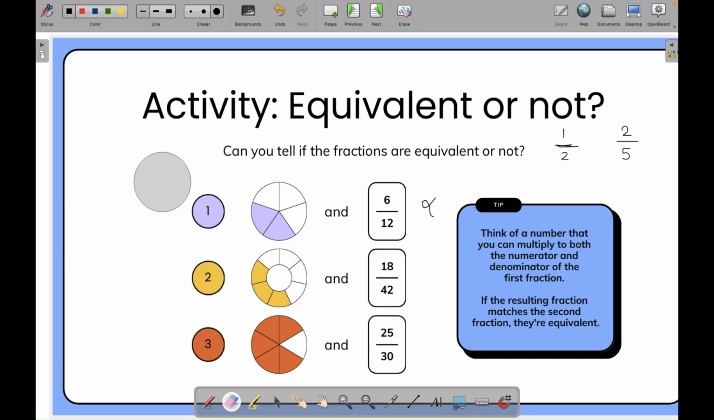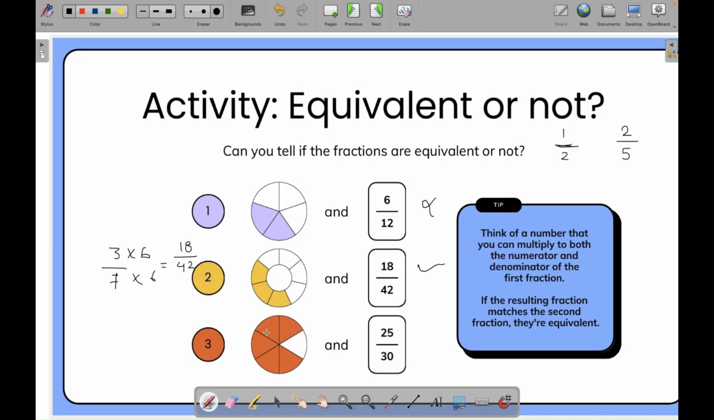Similarly, for the second fraction, it says, is this fraction and 18 upon 42 equivalent? How many equal parts are there? 1, 2, 3, 4, 5, 6, 7. 7 equal parts, which is the denominator. The number of parts that are shaded is 1, 2, 3. Now, what should I multiply 3 with so that I get 18? It is 6, because 3 6s are 18. So I'll multiply this with 6 and multiply this with 6. So 3 6s are 18 and 7 6s are 42. So I'll get 18 upon 42, which is the same as this number, which means that these two are equivalent.